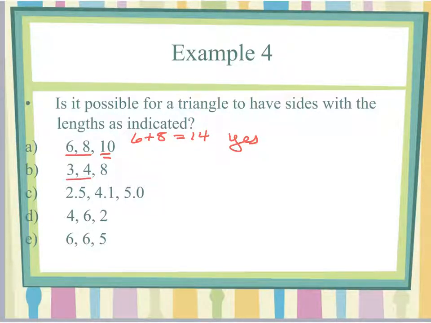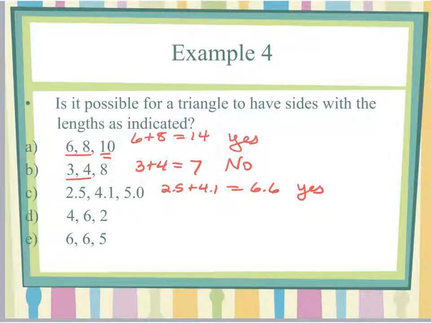Next one. 3 plus 4. Is 7 bigger than 8? No. So then you say no. These will not form a triangle. 2.5 plus 4.1. Is 6.6 greater than 5? Yes. Now, this one's mixed up. Remember, we want to add the two smaller sides. What's 4 plus 2? 6. And like Dylan asked at the beginning, can it equal to it? No, it cannot. It has to be greater, that sum.